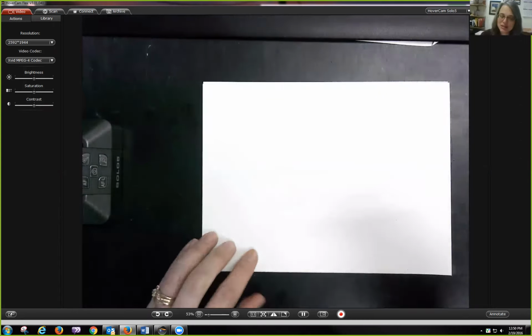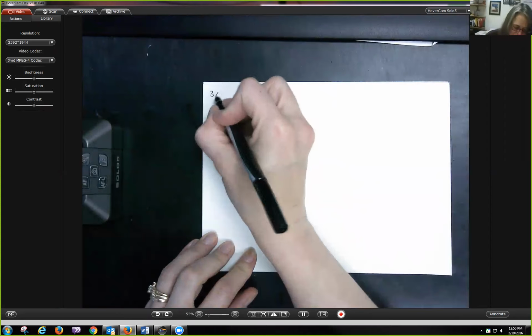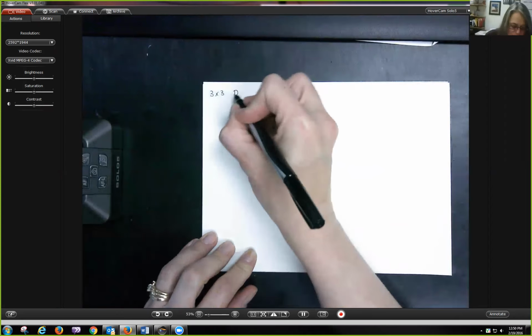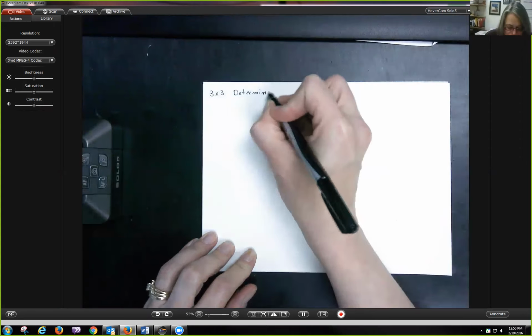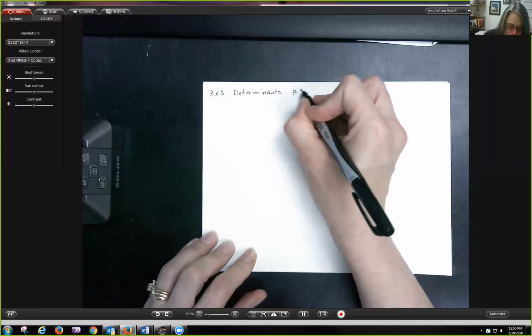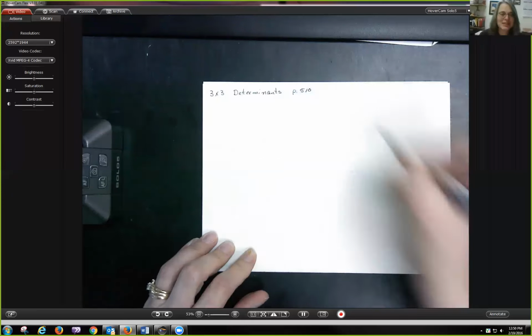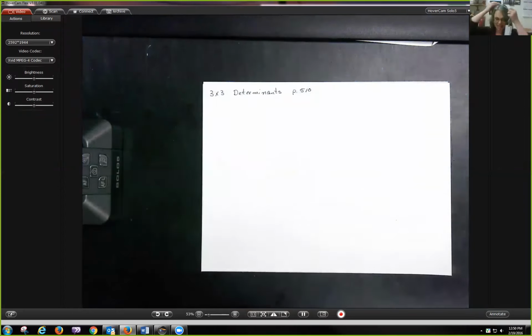And I'm going to tell you that the generalized definition of this is on page 510. So we're going to talk about 3 by 3 determinants. We aren't going to go any higher than 3 by 3. And I'm not going to write out the generalized ABC version that's in your textbook because it's hard to read. Instead, I'm just going to demonstrate how we find these determinants.